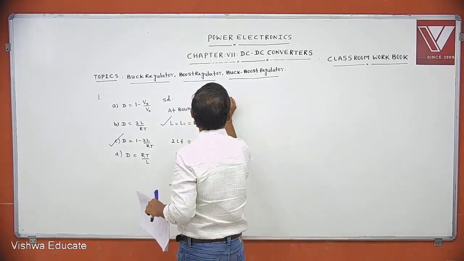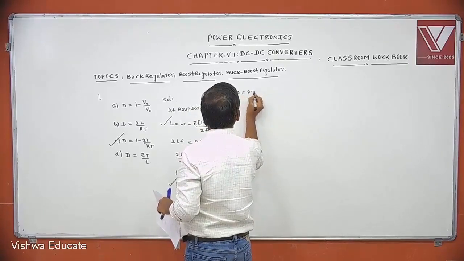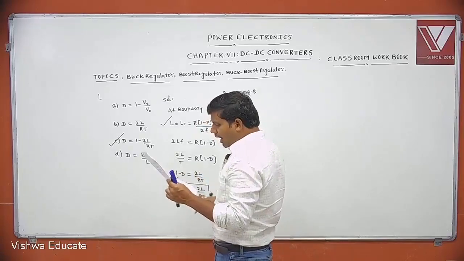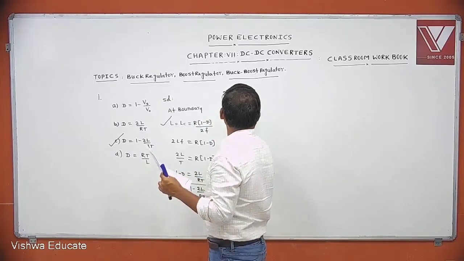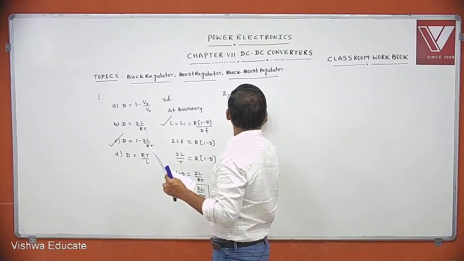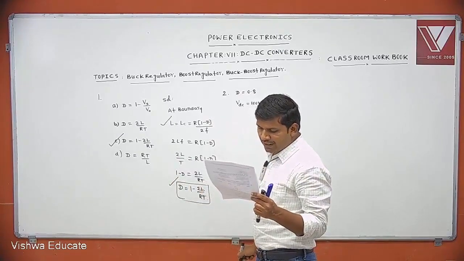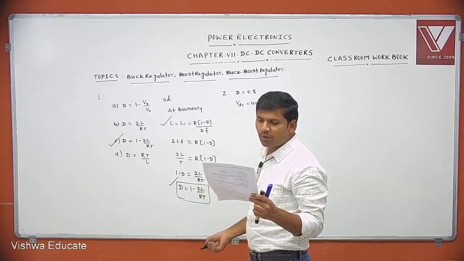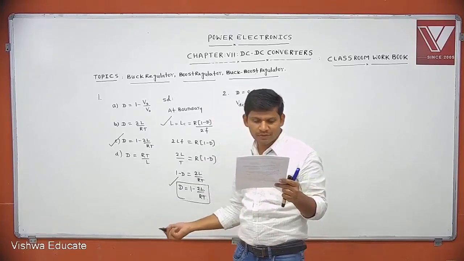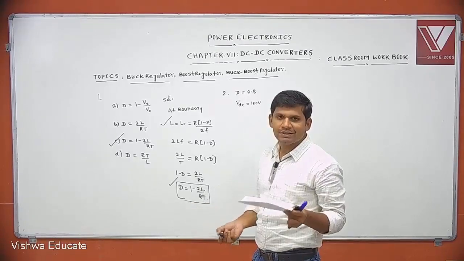For question number 2, the duty ratio of the main switch is 0.8. Given 100 volts DC input, VDC is equal to 100 volts. The load is sufficiently inductive so that load current is ripple free, which means continuous mode. This is a problem under continuous mode. The average current through the diode D under steady state is what?